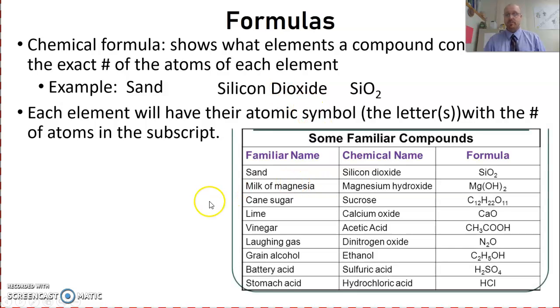Okay? Here are some familiar compounds that you may have seen around the house. Did you know that cane sugar is actually made of sucrose, which is C12H22O11? Vinegar is also known as acetic acid, CH3COOH. And these are all the chemical formulas for different things. Your stomach contains hydrochloric acid, which is HCl, so one atom of hydrogen and one atom of chlorine.